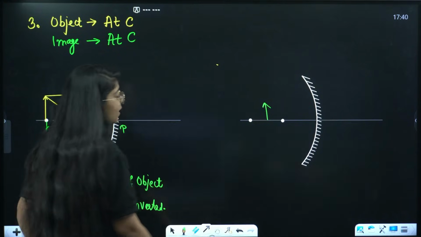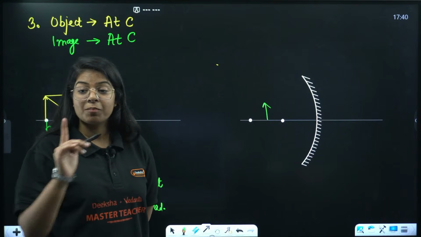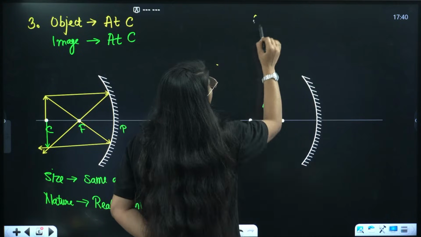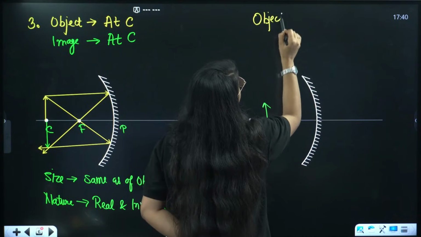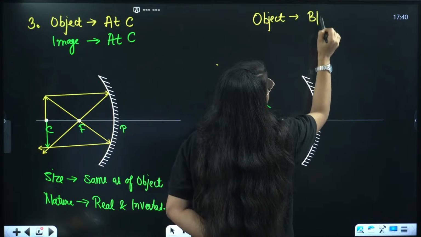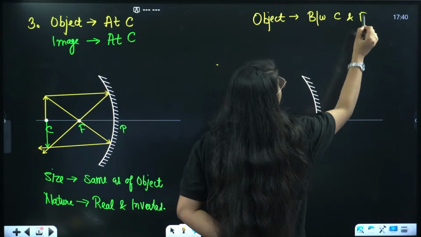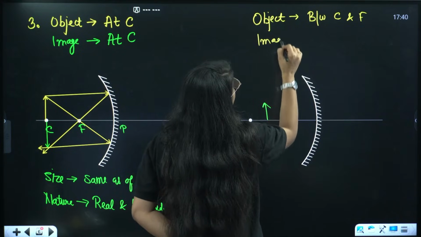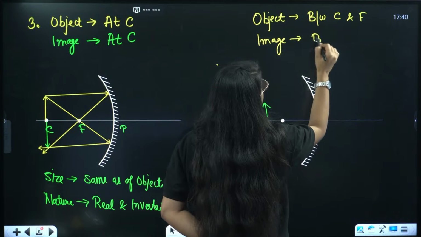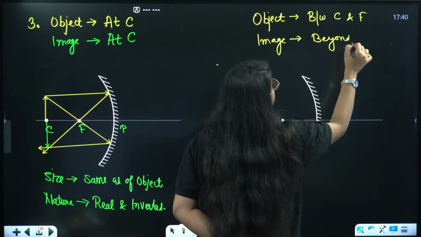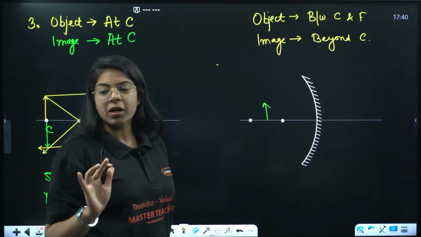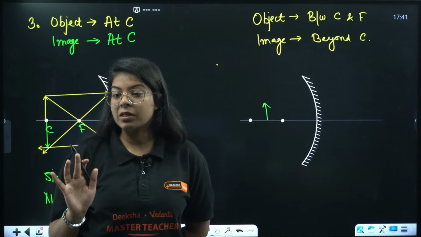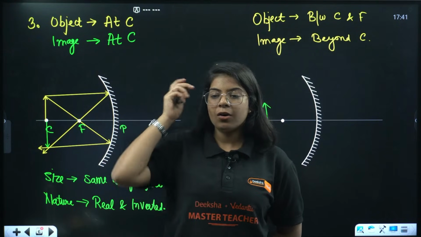Now we'll make what? We'll make arrays, but before that you have to write everything. You have to write that my object is where? Object is between C and F. Done. Then the image will be, छोड़ो इसी से लिख देते हैं, the image will be beyond C. ठीक है, till here everything is clear. Everyone knows where the object is placed and where the image is formed.